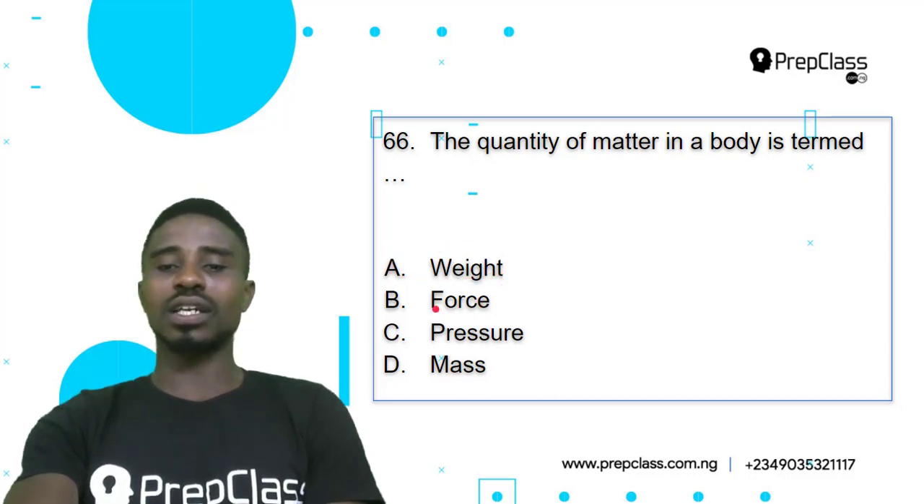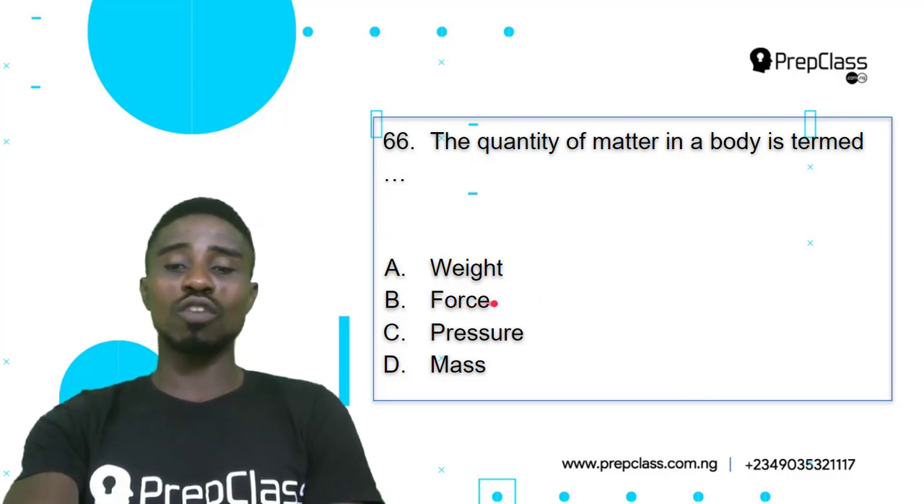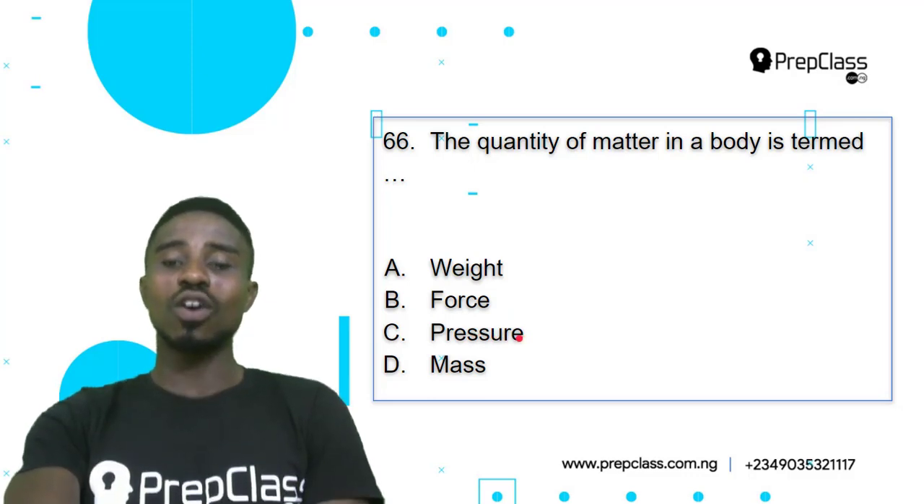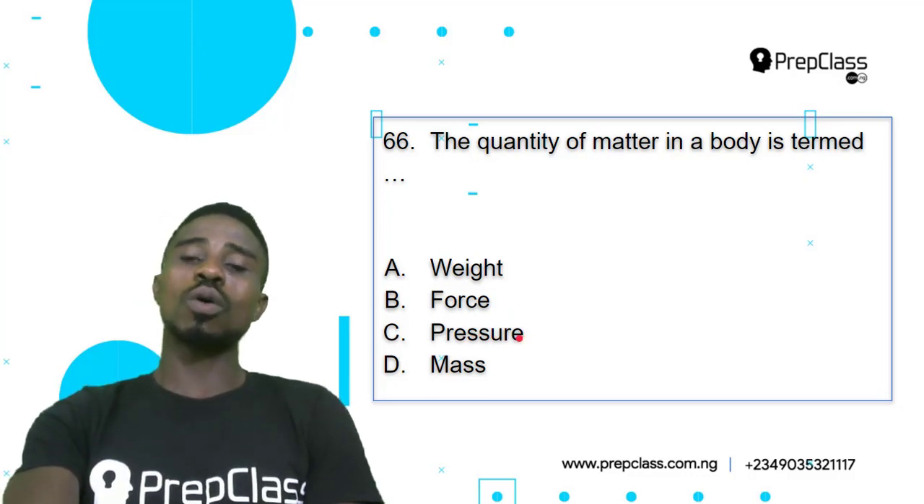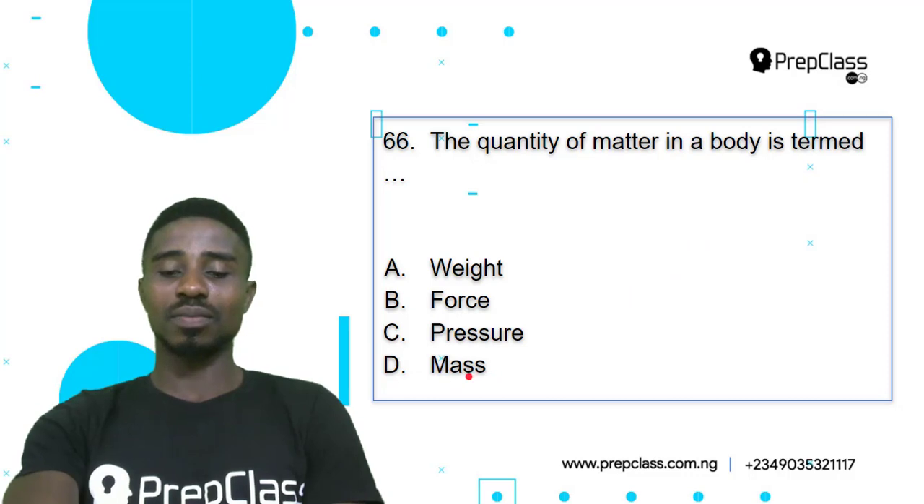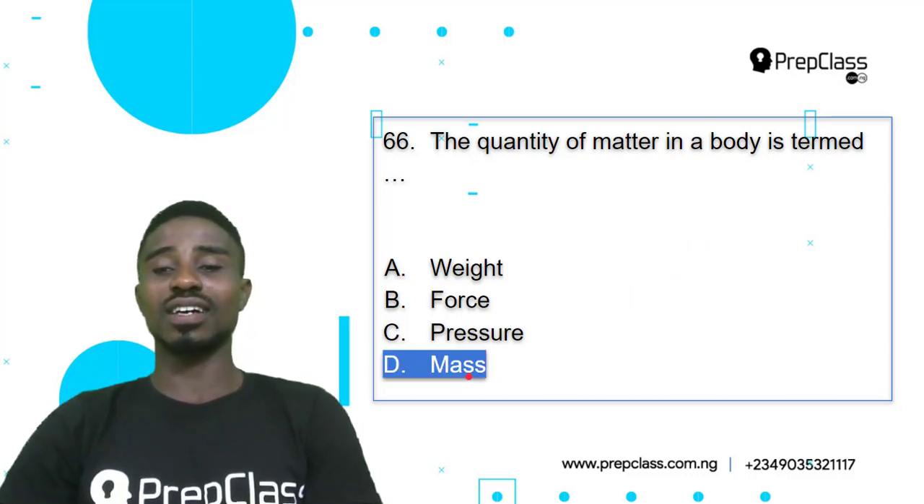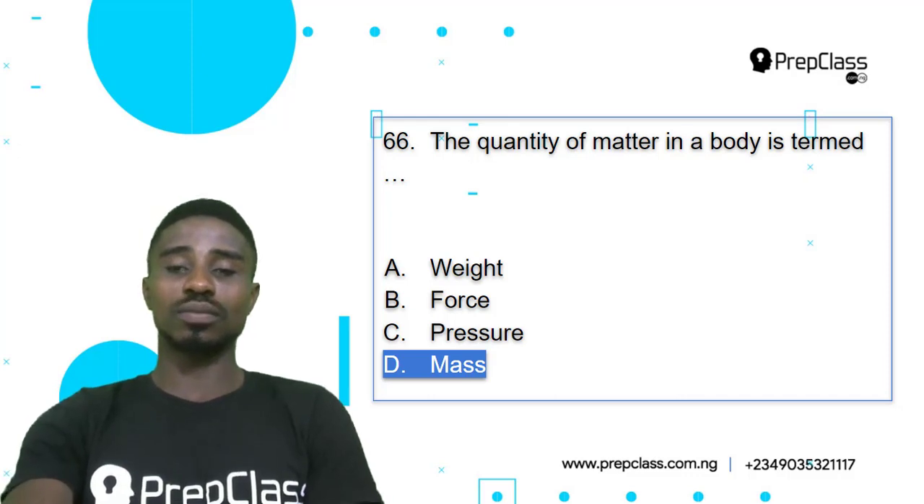So force basically is a push or a pull of an object. That's not the quantity of matter of the body. Okay, pressure has to do with the force acting on a body. So basically, our answer to the quantity of matter in a body is termed mass. Question 66, mass is our correct answer. Let's look at the next question.